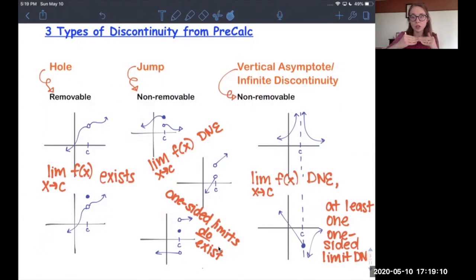You didn't have that language in pre-calc, so that was a little bit tricky. So a hole is going to be where the limit exists. A jump is going to be where there is no limit. So at x equals c, there isn't a limit, but the one-sided limits exist. So both of the sides are coming to finite locations.